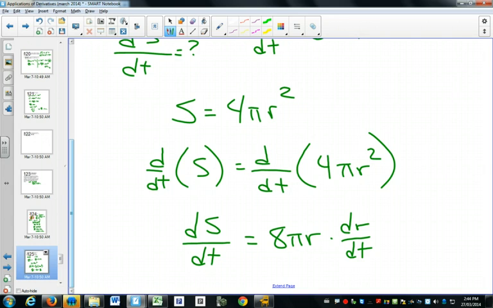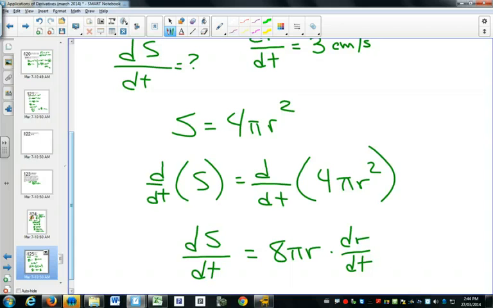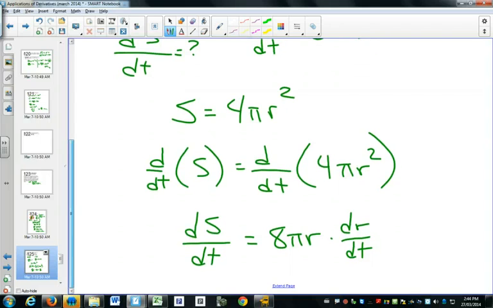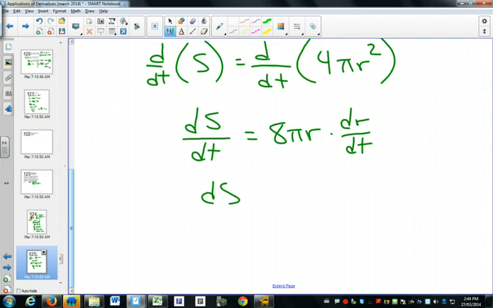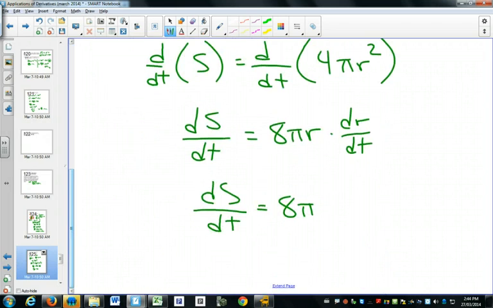What are we trying to find? We're trying to find dS/dt. It's already by itself. Do we have all the other information? No. Caitlin says no. Now she says, oh yeah. At what radius do we want to find the surface area? We go back to our question. At 30 centimeters in diameter, so 15 in radius. And it's already changing at 3 centimeters per second.